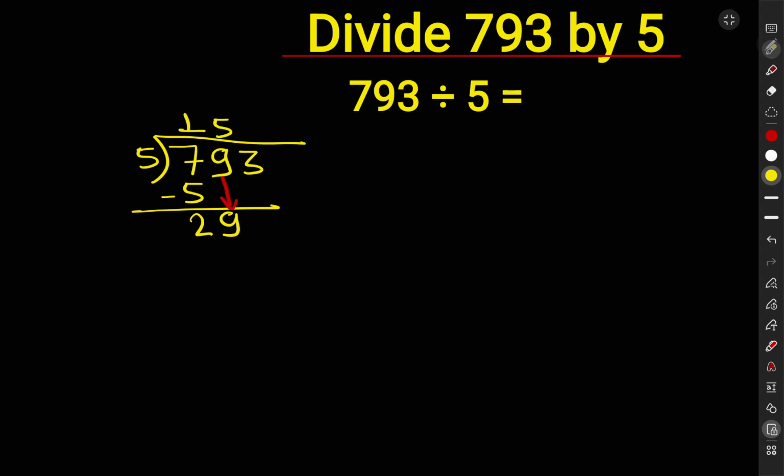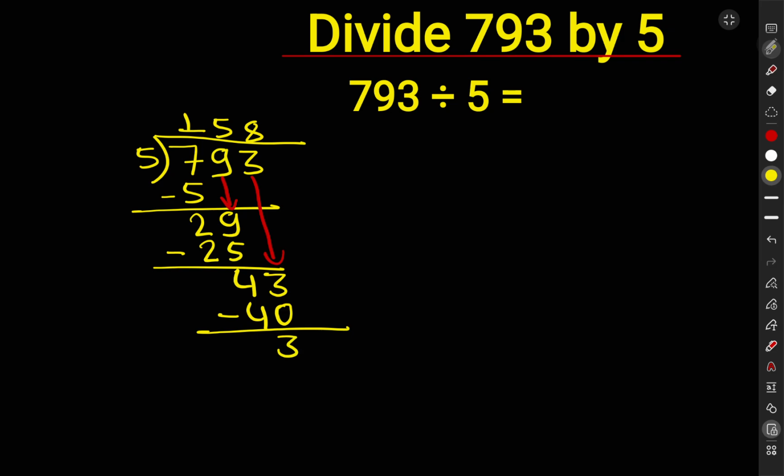5 times 5 is 25. On subtracting, we get 4. So again we put down this 3 and it is 43. 5 times 8 is 40. On subtracting, we get 3.